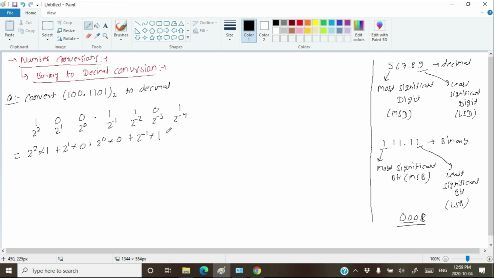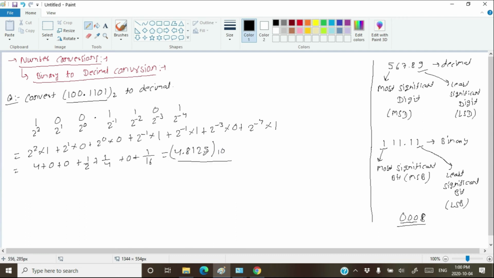Ignore the decimal point here. Plus 2 to the power minus 2 multiplied by 1, 2 to the power minus 3 multiplied by 0 plus 2 to the power minus 4 multiplied by 1. So here you will get 4 plus 0 plus 0 plus half plus 1 by 4 plus 0 plus 1 by 16. The result will be 4.8125 in decimal. So this number in decimal represents the same quantity as this number in binary.